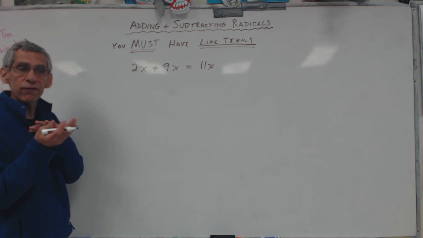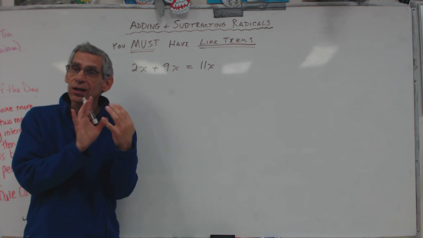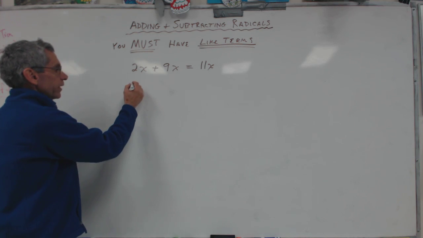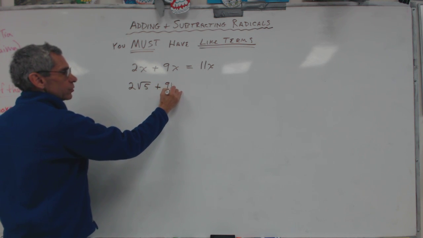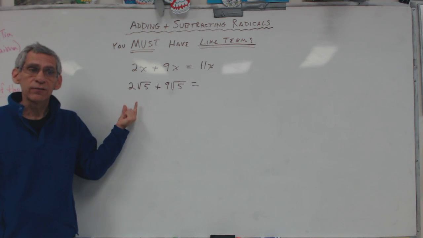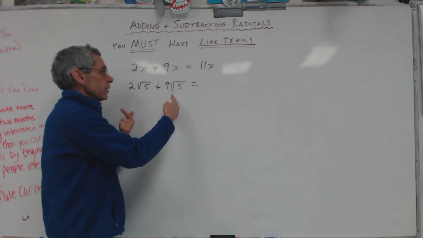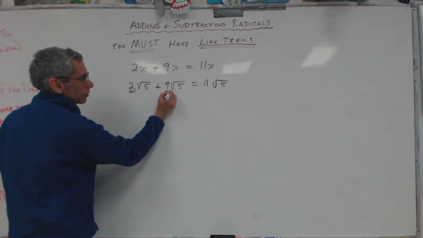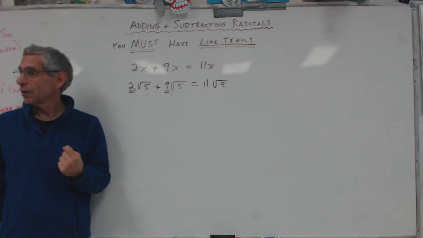You have a coefficient and you have the radical part, the thing that's under the radical sign. The thing under the radical sign has to be exactly the same in order to add the coefficients. So if I said 2 square root of 5 plus 9 square root of 5, I have square root of 5 plus square root of 5, and so on, plus 9 more of them. And then I get 11 square root of 5. So it's totally okay to add the coefficients as long as what's underneath the radical sign is the same number.